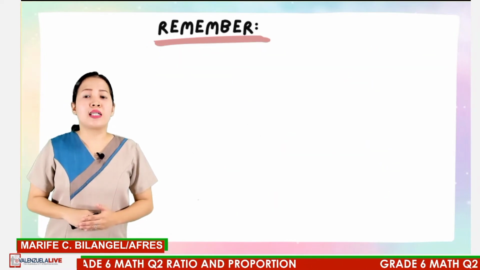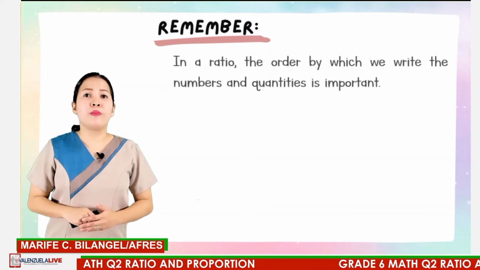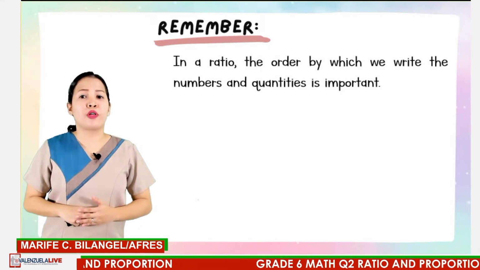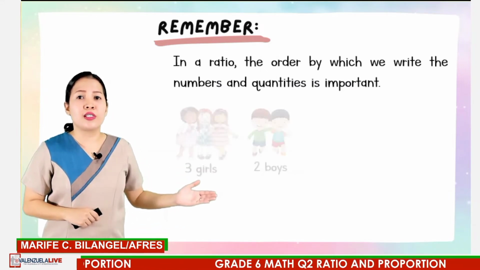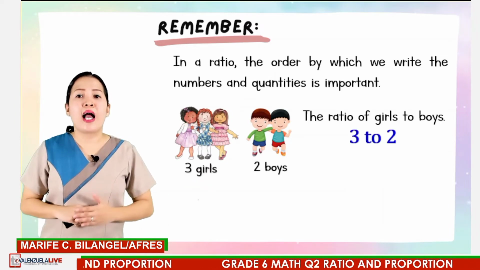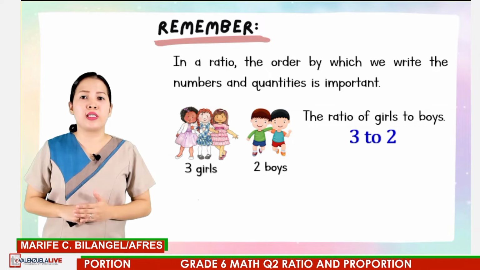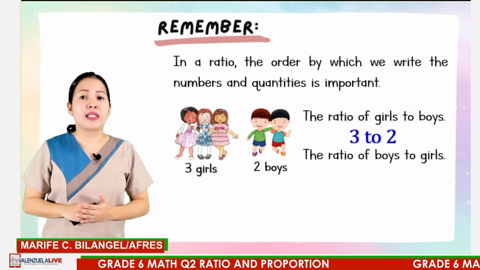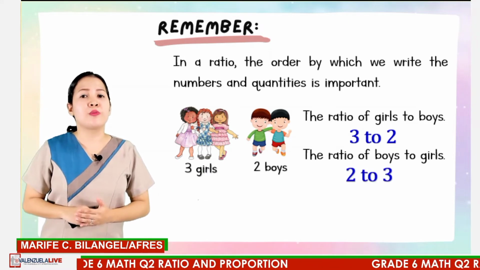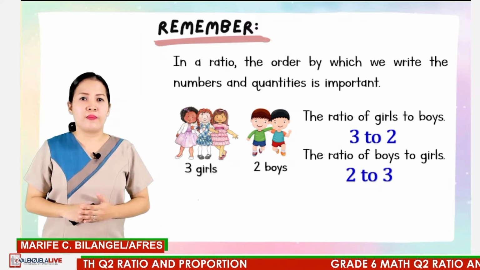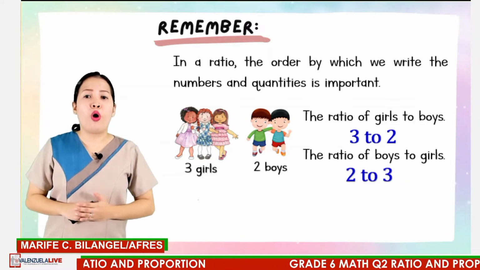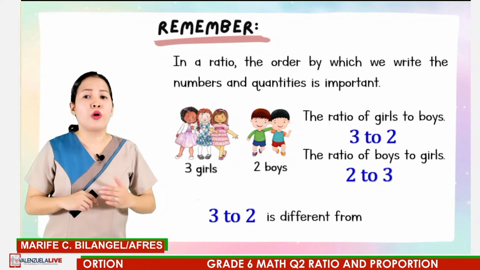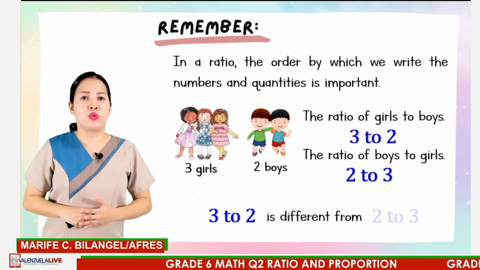In a ratio, let us always remember that the order by which we write the numbers in quantities is important. Let us have our first example a while ago, the 3 girls and the 2 boys. If I ask you to write the ratio of girls to boys, it must be written as 3 to 2. While if I ask you to write the ratio of boys to girls, it must be written as 2 to 3. As you can see, the ratio of girls to boys, which is 3 to 2, is different from the ratio of boys to girls, which is 2 to 3.